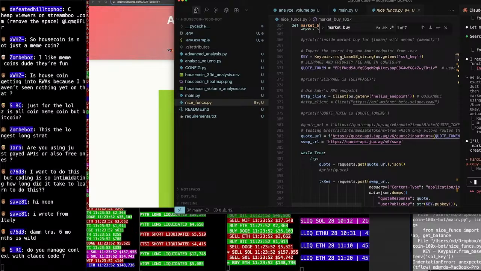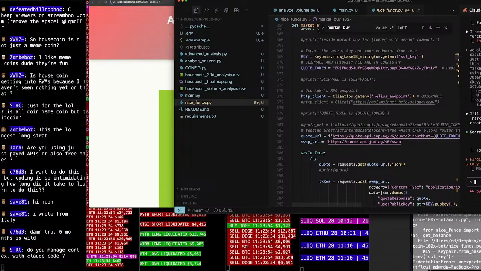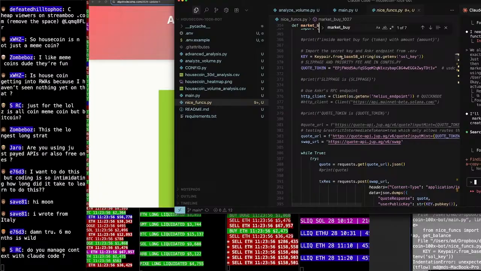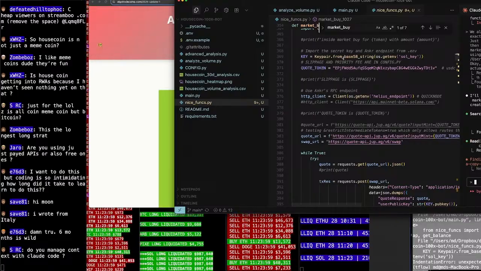What APIs are you using primarily for trading systems? Just depends on where I'm building. If I'm building for perps, I use Hyperliquid.